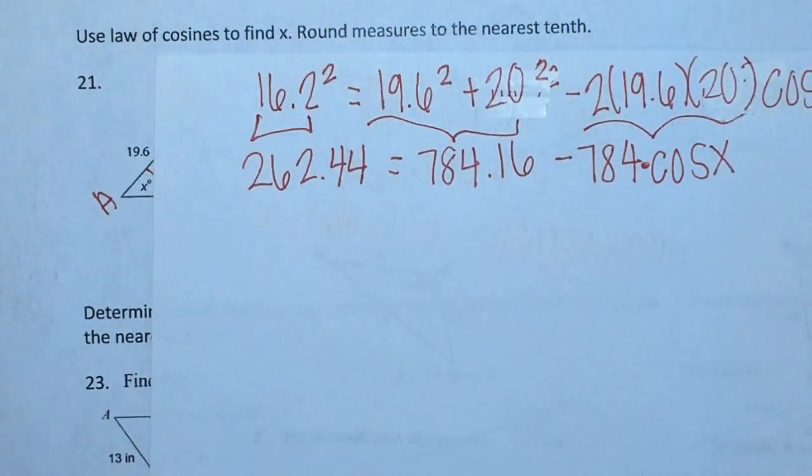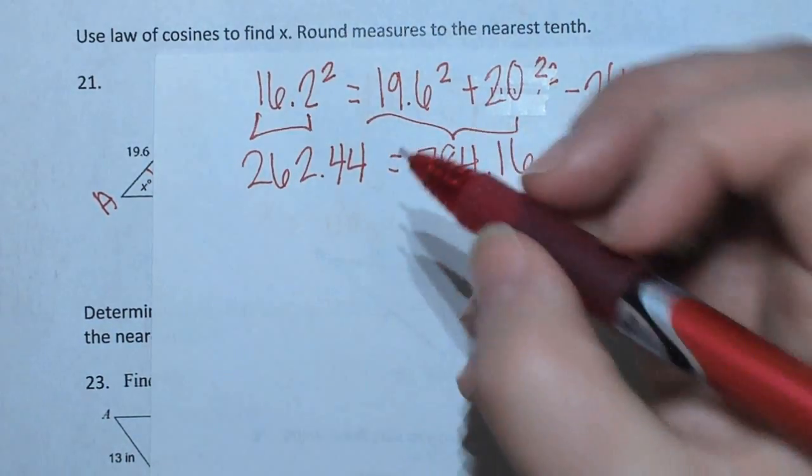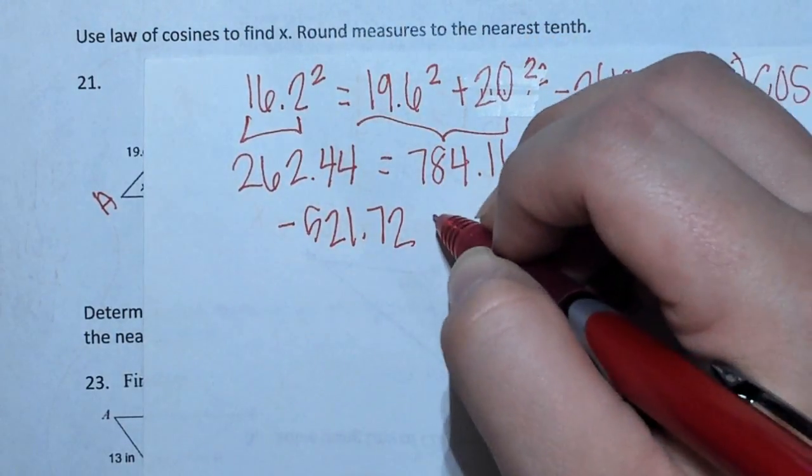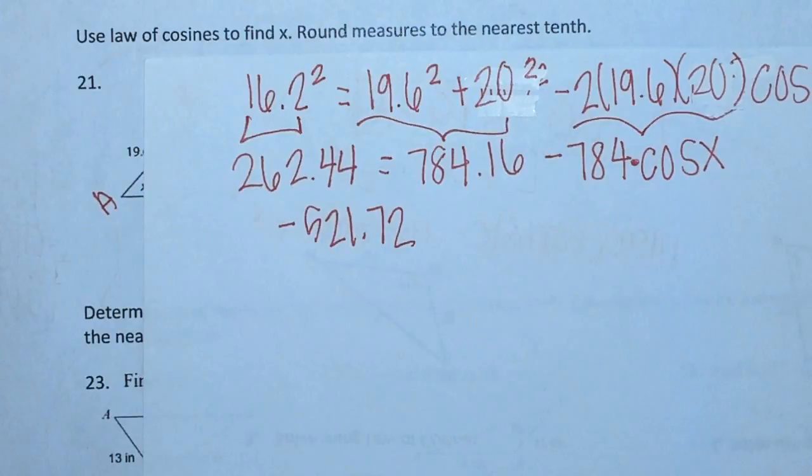So 262.44 minus 784.16, I get negative 521.72. I got 521. Anybody helping me out? Did you get the same thing I did? Okay, I got the same thing.